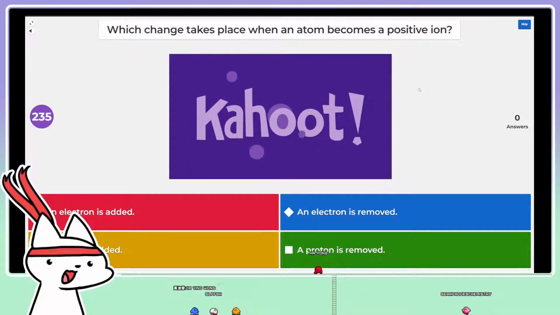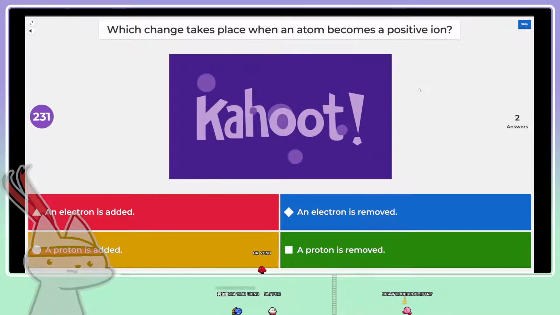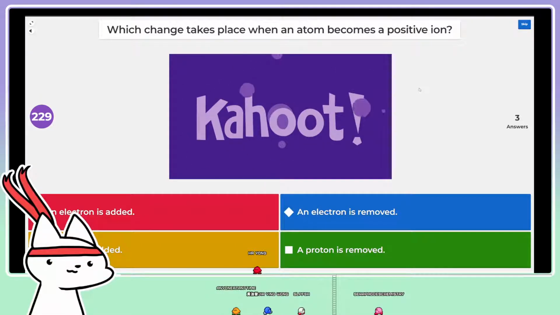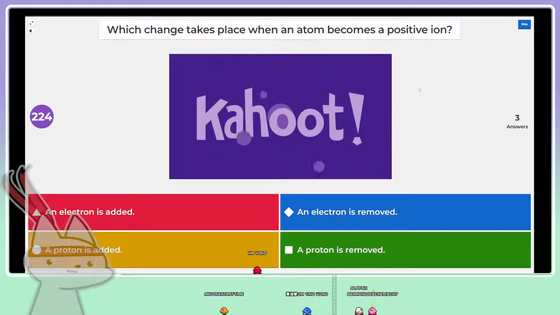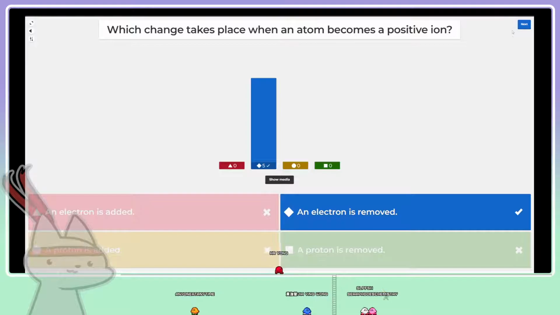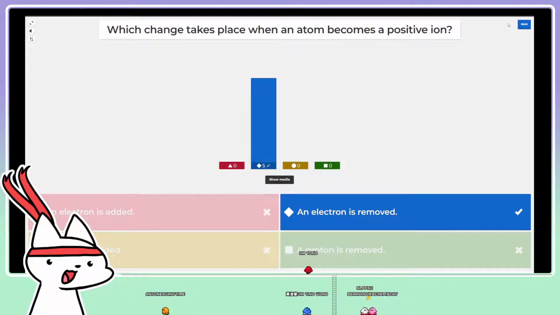Which change takes place when an atom becomes a positive ion? This is mentioned earlier on. When electrons are lost or removed, it becomes a positive ion.